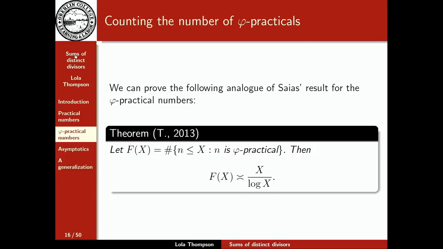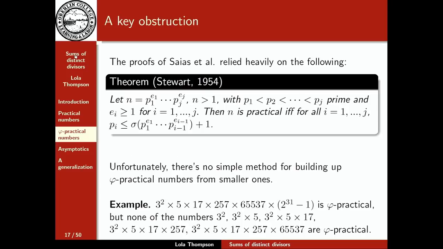Okay, so I was interested in trying to see if I could obtain results like Sias's, but for the phi practical numbers instead. And the answer is yes, I can get the same order of magnitude as for the practical numbers. But you might wonder, how does this differ from Sias's proof? So I'll tell you a little bit about that.